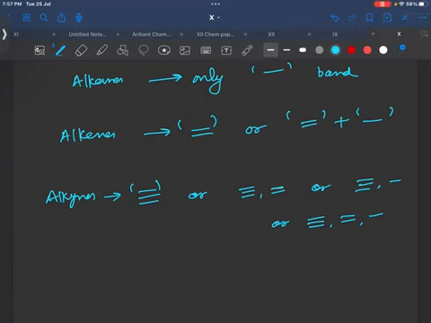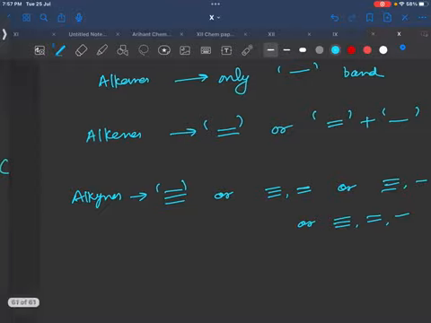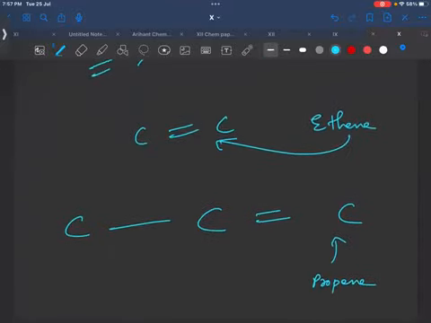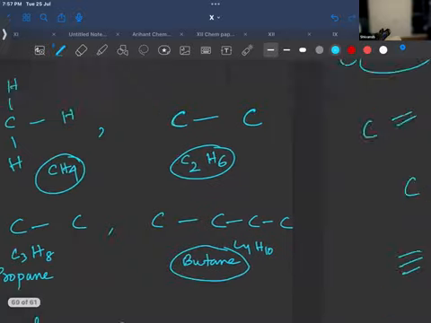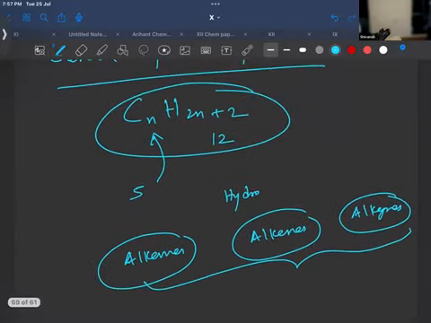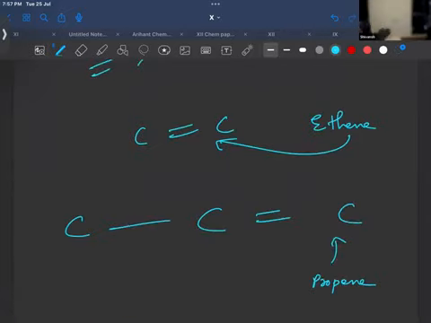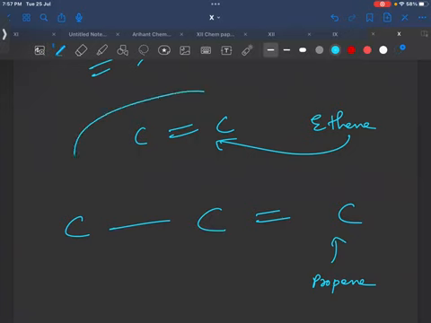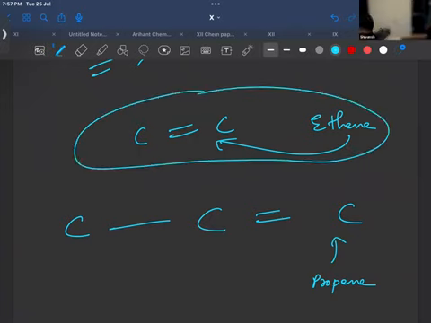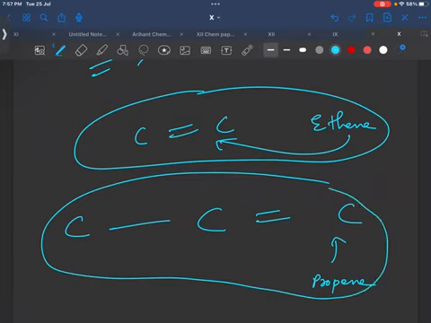Sir, can you show all the formulas you asked us to write? For alkenes? When did I say alkenes? I haven't said it yet. No, you gave us that C double bonded with C. C2H4, just ethene. Tell me the formula of ethene. C2H4. Now tell me the formula of propene. One minute, I'm doing it. I have given you the structure.